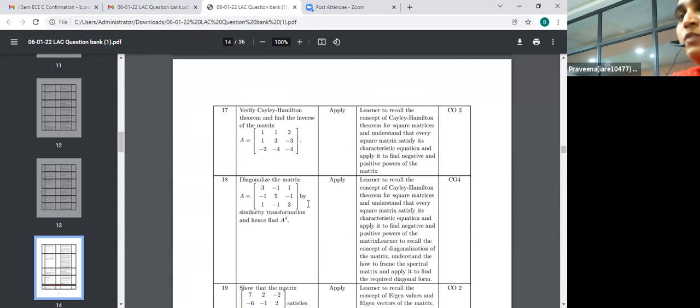And next 18th question: diagonalize the matrix A, that is also 3 by 3, by similarity transformations and hence find A power 4. Okay, first diagonalize, from that find A power 4. I already told you that diagonalization and powers of the matrix can be separate questions. But from the question bank, the people who framed it have made two parts here. First find the diagonalization of the matrix and find A power 4.